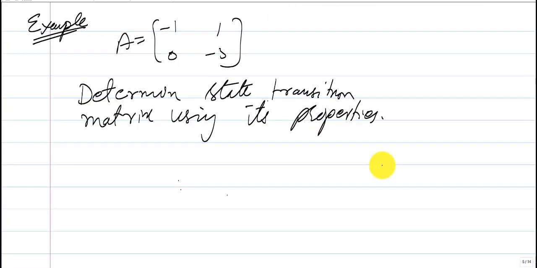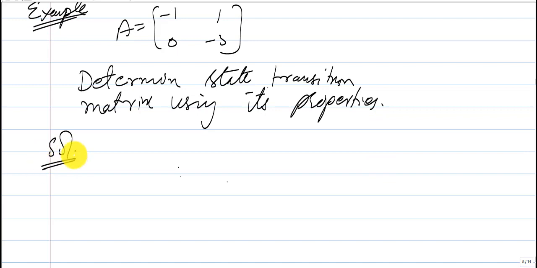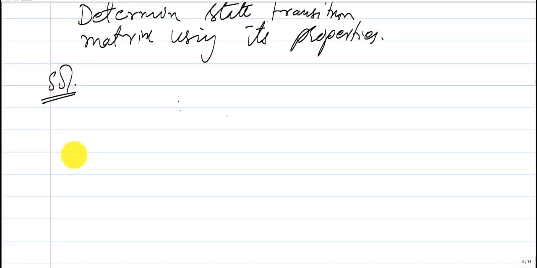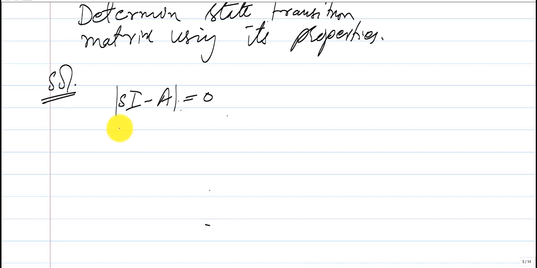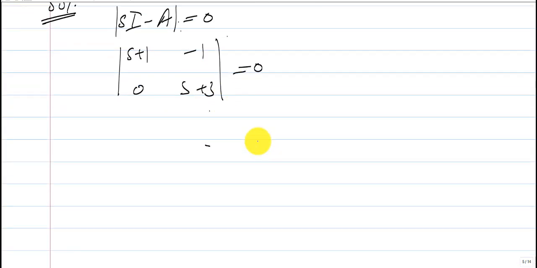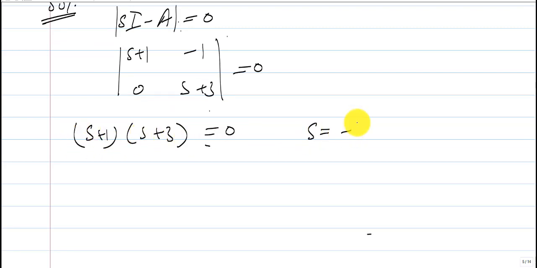So let's solve it and see how we can find out using its properties. First of all, we need to find its eigenvalues. To find the eigenvalues, we need to find the solution of this determinant: s plus 1, minus 1, 0, s plus 3, which is equal to 0. So the characteristic equation will be simply (s plus 1)(s plus 3) equal to 0. So the eigenvalues are s equal to minus 1 and s equal to minus 3.